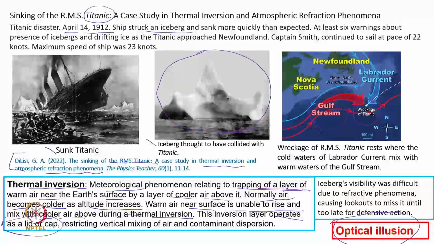And because of this incident, they mentioned that iceberg visibility was difficult. That is why, if you look at much of the literature, the captain was not able to see the iceberg which was already there, and the reason was the refractive phenomenon, maybe a superior mirage or inferior mirage. Another point: they had a lookout, but they could not really find out what the real distance was.